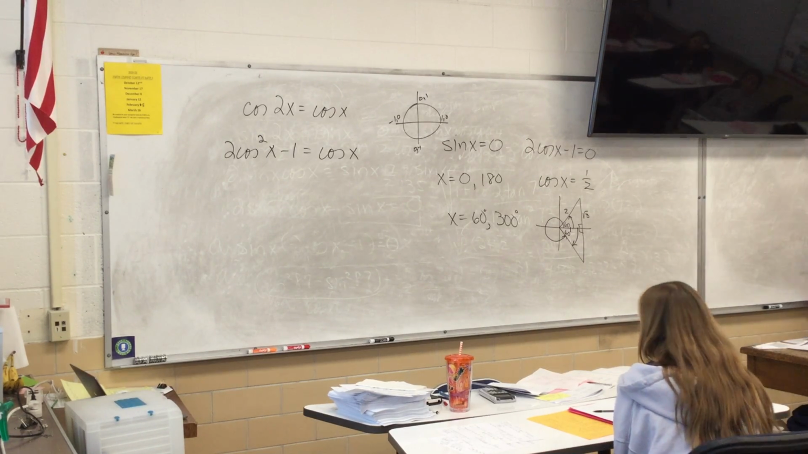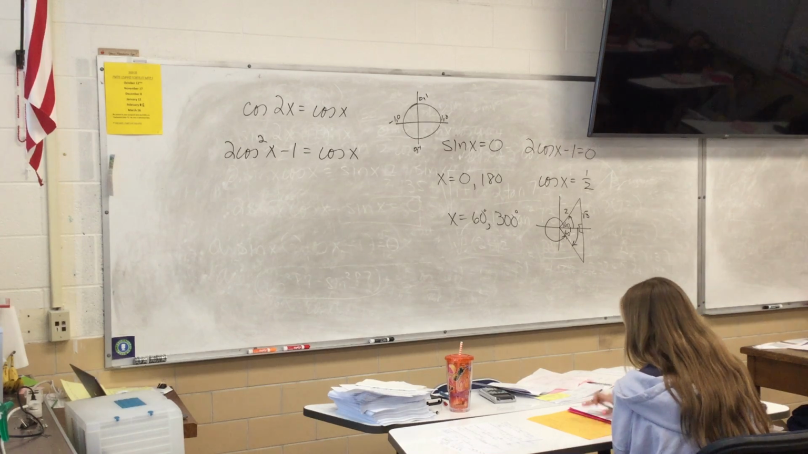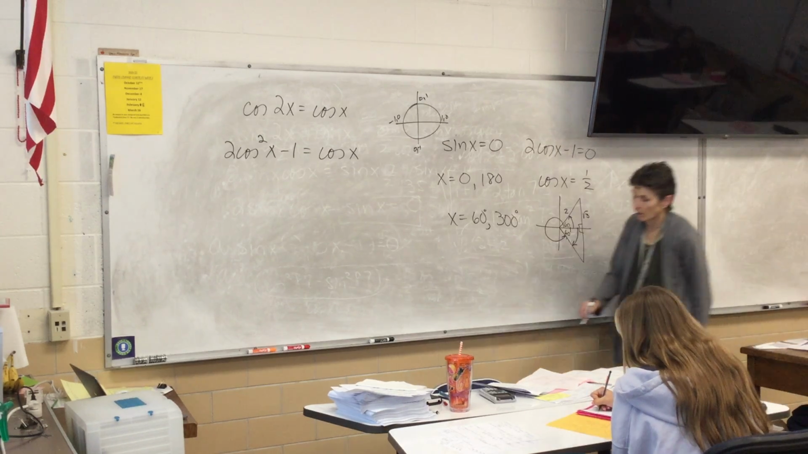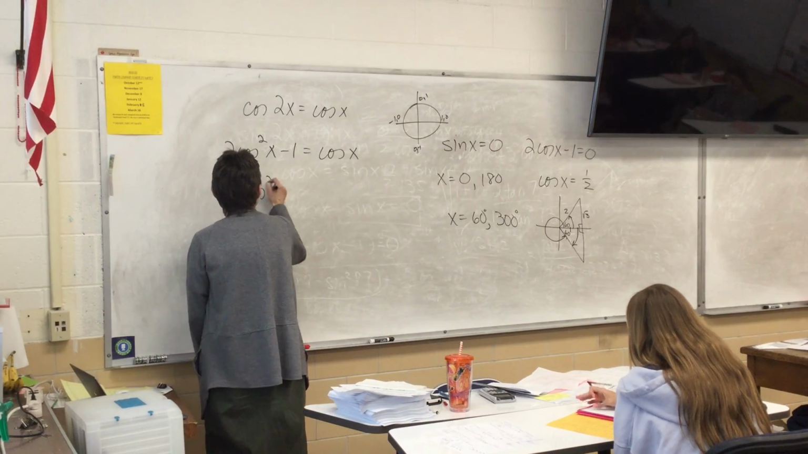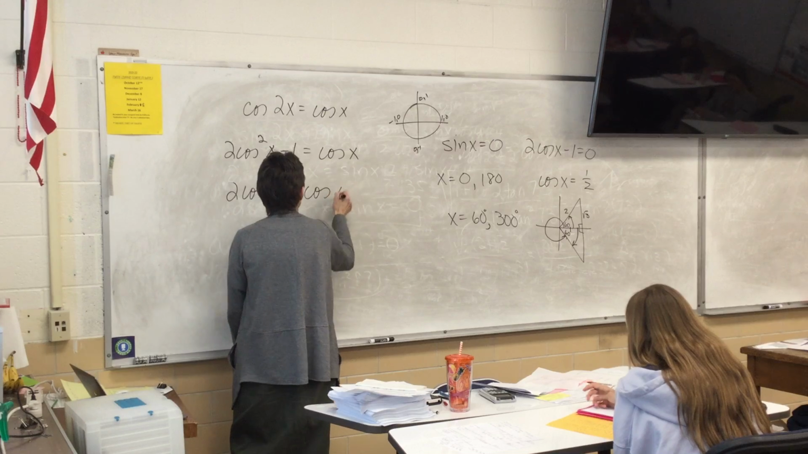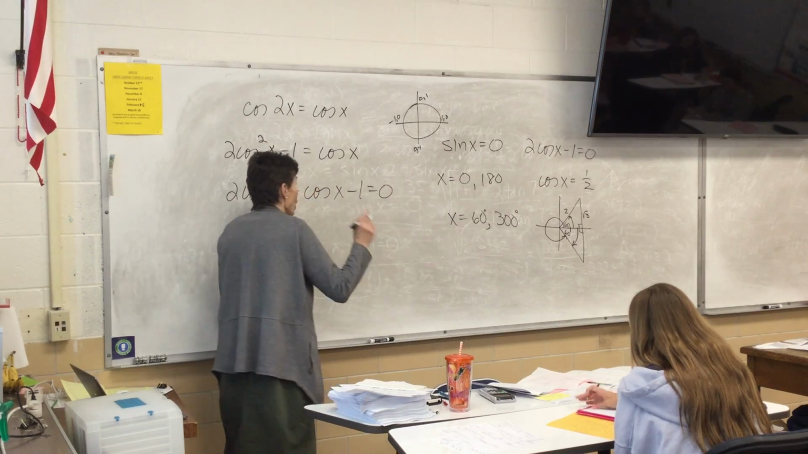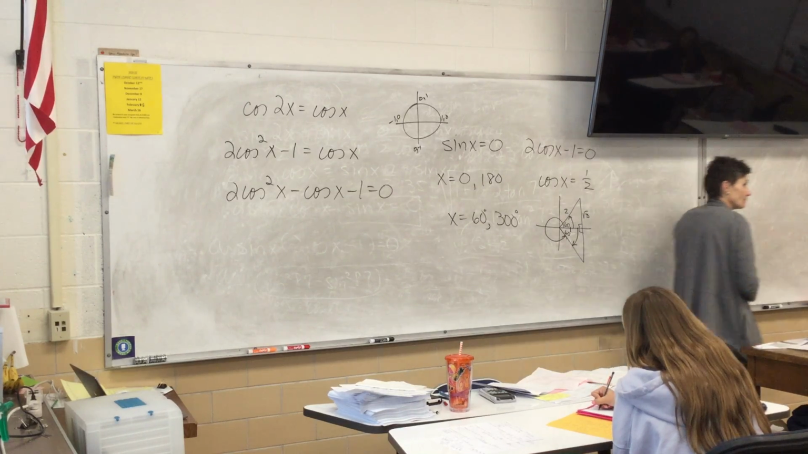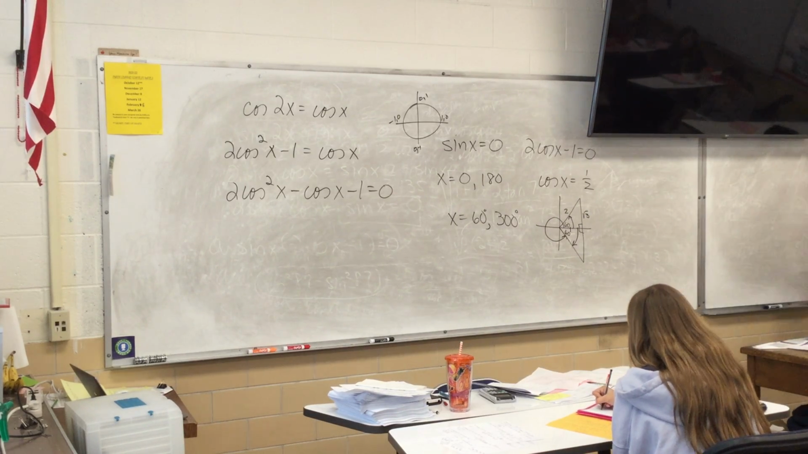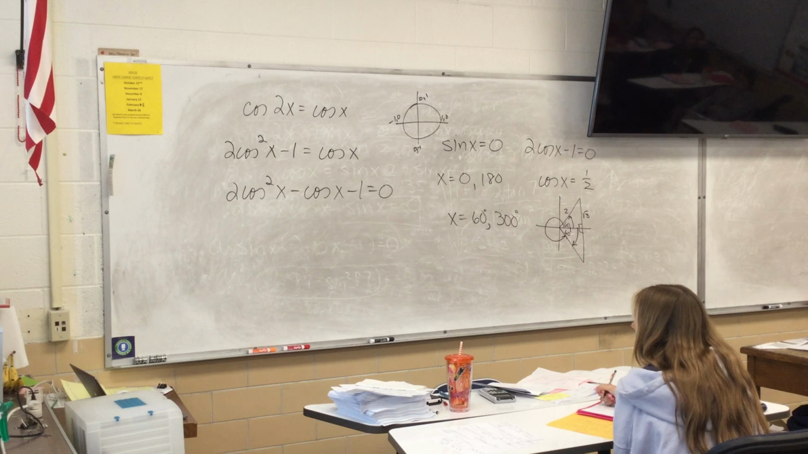Now, Sophia, do you know what we might do next? Subtract cosine. Get your 0. And when I subtract it, I'm going to actually put it in the middle of the problem, hoping that somebody notices something about this. I move the cosine to the other side.